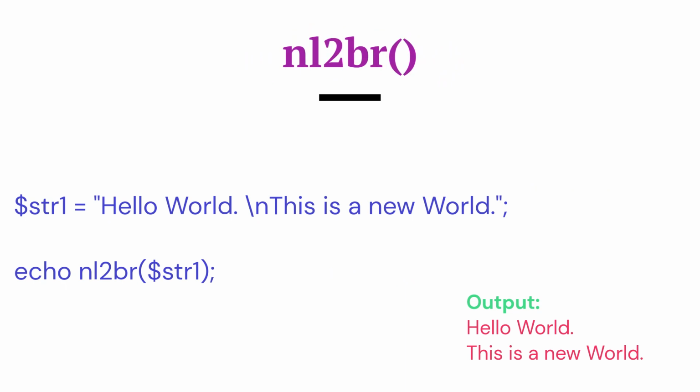The nl2br function replaces a new line with a break in a string. This function accepts the string. It searches for the new line and replaces it with an HTML break tag.